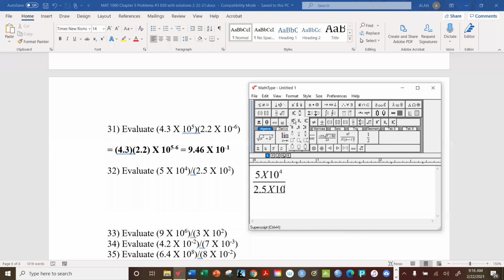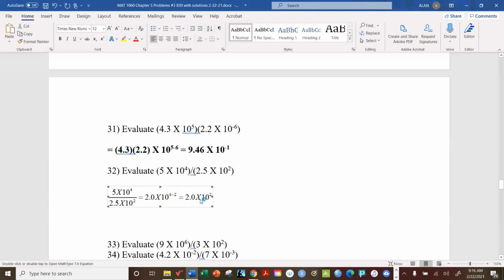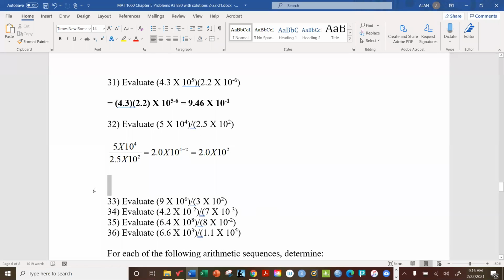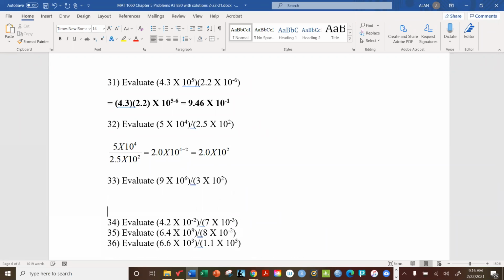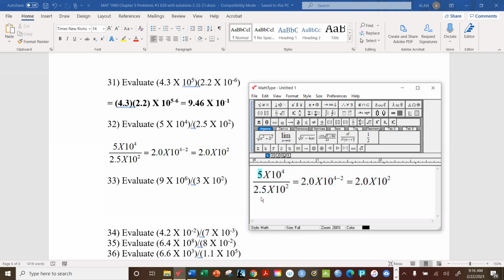All right, now here what we can do is look at it: the ratio of these two constants is 2.0, and then we've got 10 to the 4 minus 2 power. So you end up with 2.0 times 10 squared. And that's it. That worked out rather well. All right, how about this one? Once again, we go to the cool equation editor. 9 times 10 to the 6th and 3 times 10 squared.